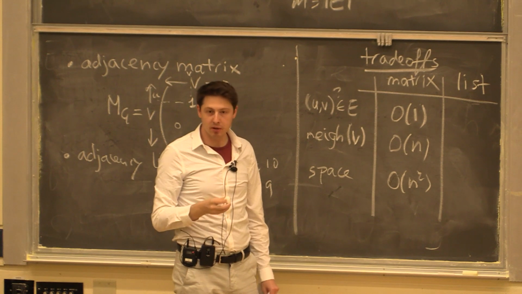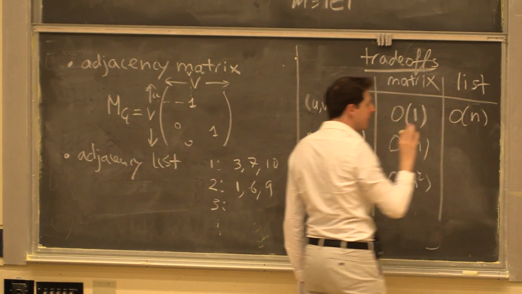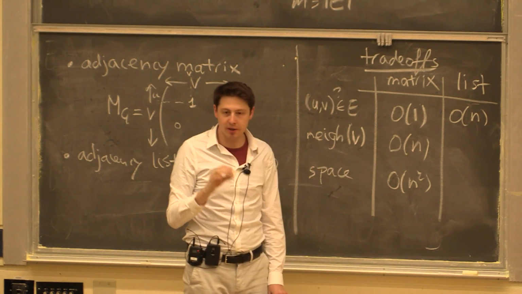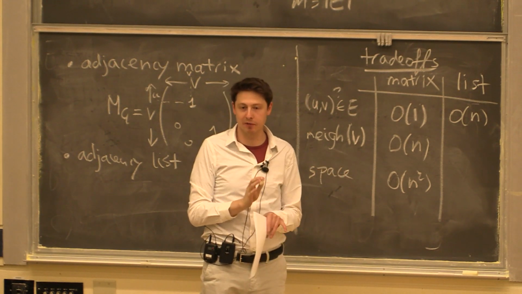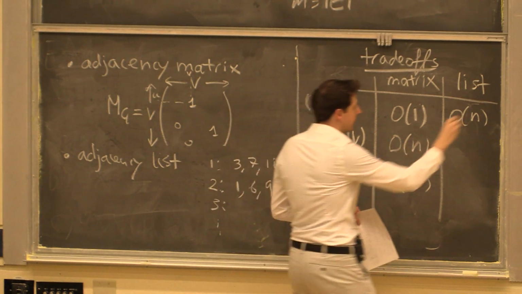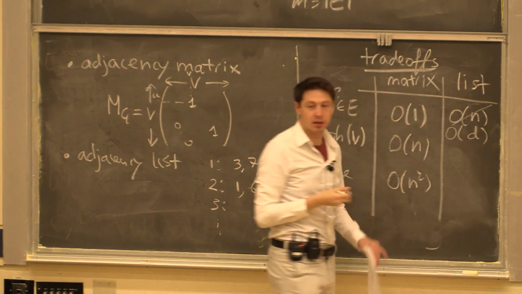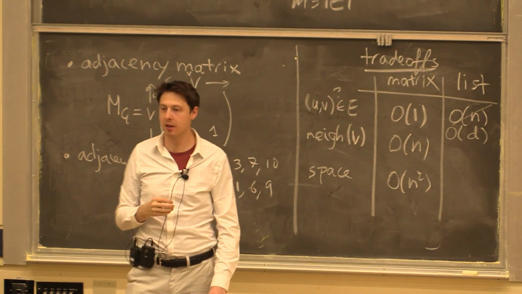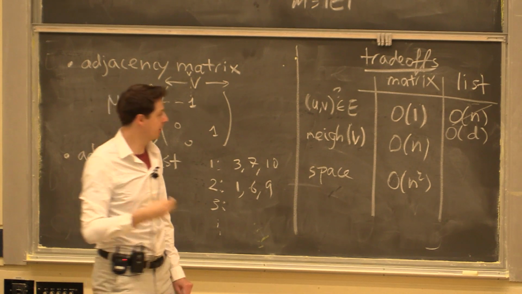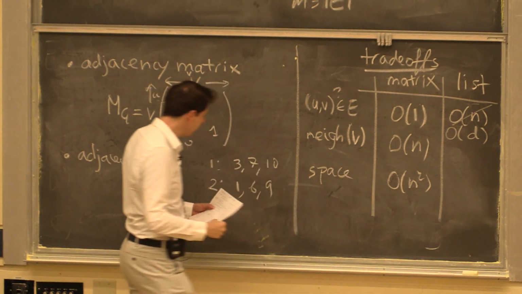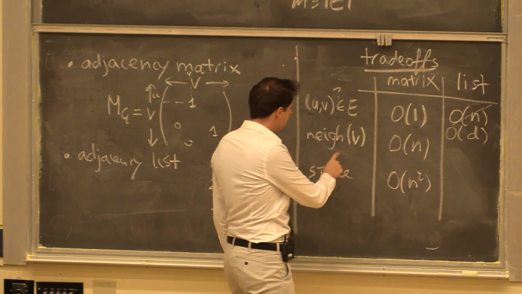Yeah, in the worst case, order of n. So let's write it. I can say something slightly better, because if I know that every vertex in the graph has a small number of neighbors, I can do order of, let's call it d, which is the degree of the graph, the maximum number of neighbors that any vertex has. Because the list here is only going to include order of d. What about neighbors?